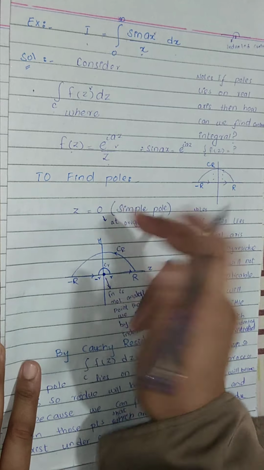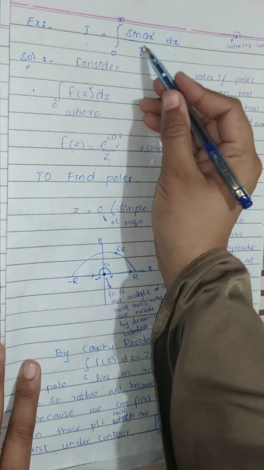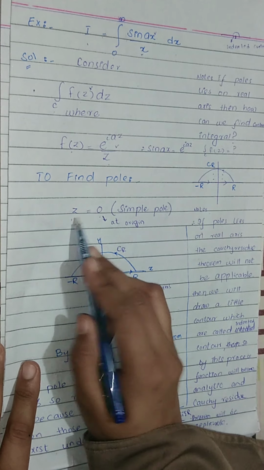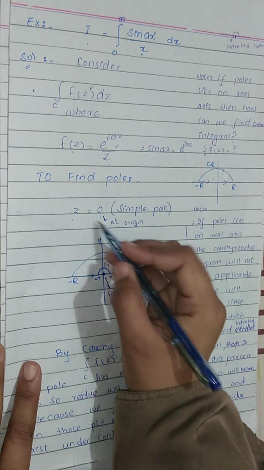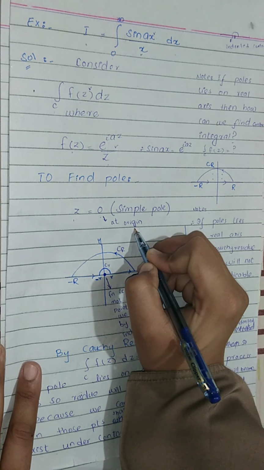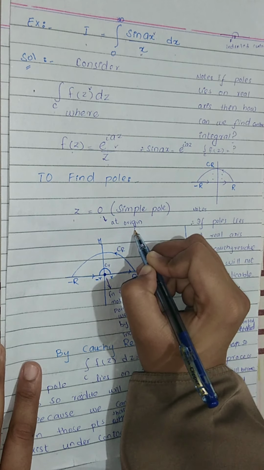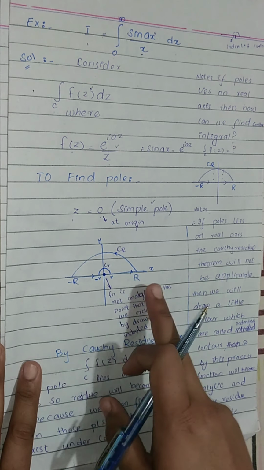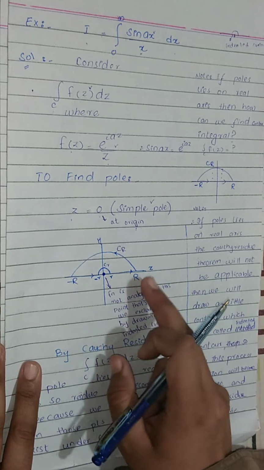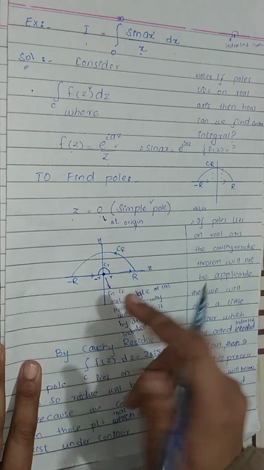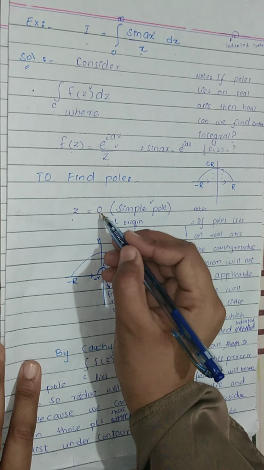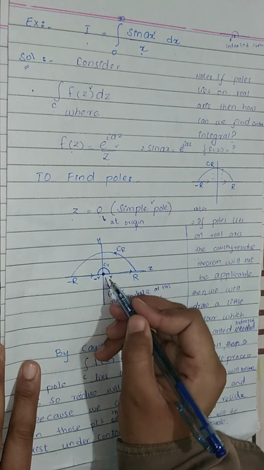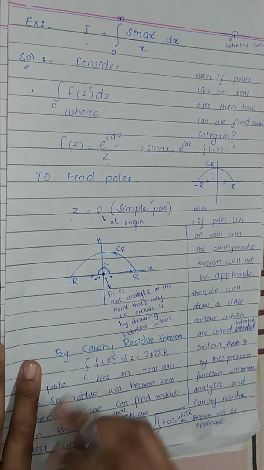To find the pole, put the denominator equal to 0. The denominator is z, so z is equal to 0. We can see that our pole lies at the origin. A pole which lies along the real line is called a simple pole. We have a contour from minus r to r, and the pole at z equal to 0 lies along the real line, at the origin.